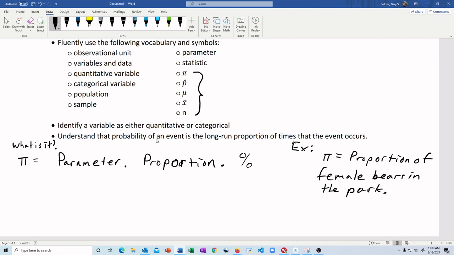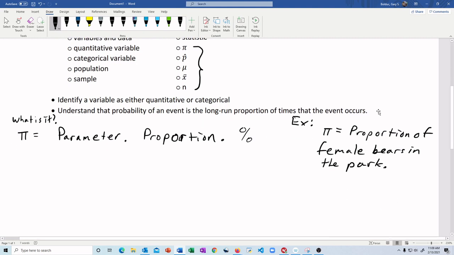And then you got to think about it. Okay, what makes this pi and not something else, like p hat? Well, remember, first off, proportion, that's the word we're looking for. And then remember, the pi is a proportion about the entire population, the big group. For that homework problem, the population was all the bears in the park that we were interested in. So just to remind us what this is, in our own words, it will be a proportion.